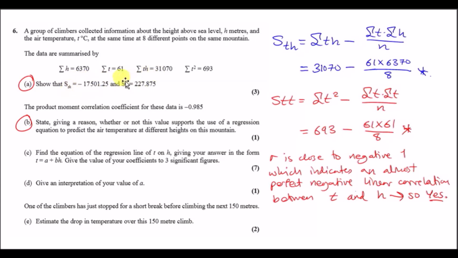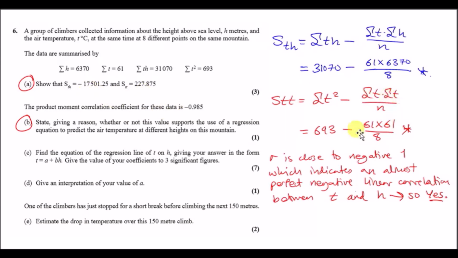Now this is just straight up simple formulas. You should be familiar with the SXY and SXX or SYY formulas. It's just the sum of the variables TH minus the sum of T and the sum of H over the sample size, in this case the different points. So just plug in the values you see. Sum of TH is given here. Sum of T is 61 and sum of H is 6,370. Just smash it in the calculator as you see fit and you should get the same results.